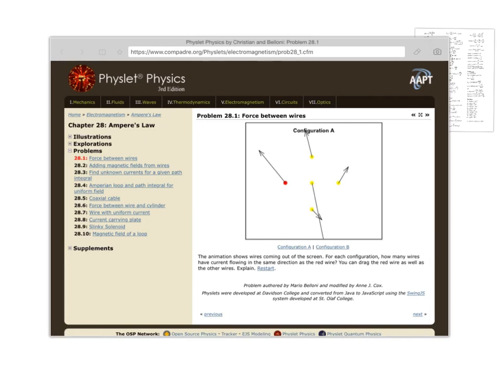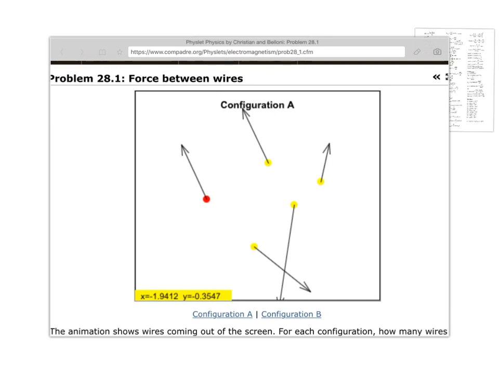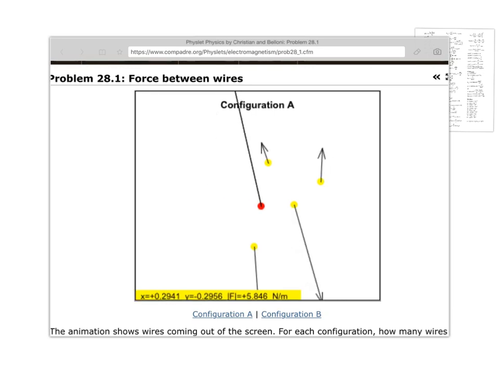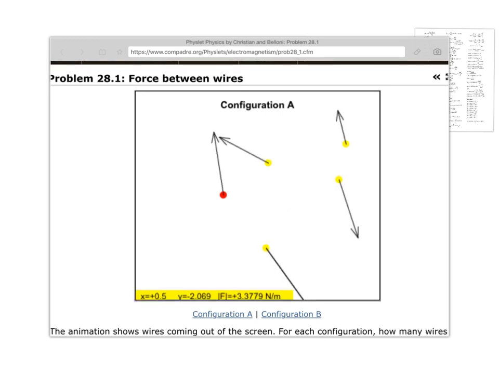Okay, here we are, Lab 10. Notice there are 4 wires coming out of the page. We're looking down the ends of the wires. We can move them all around. And you just need to know that wires, so let's take 3 of them out of the way.